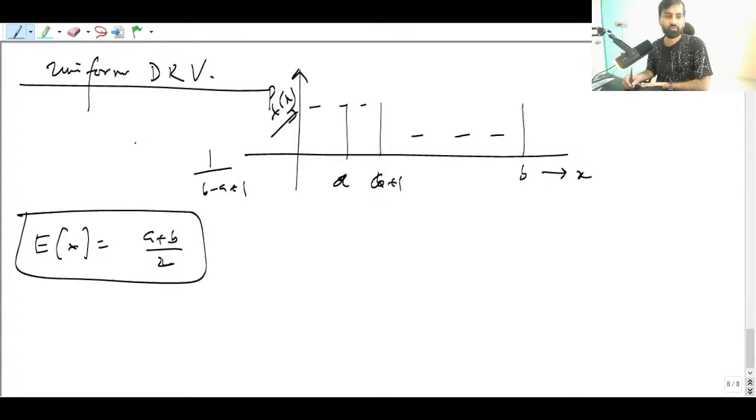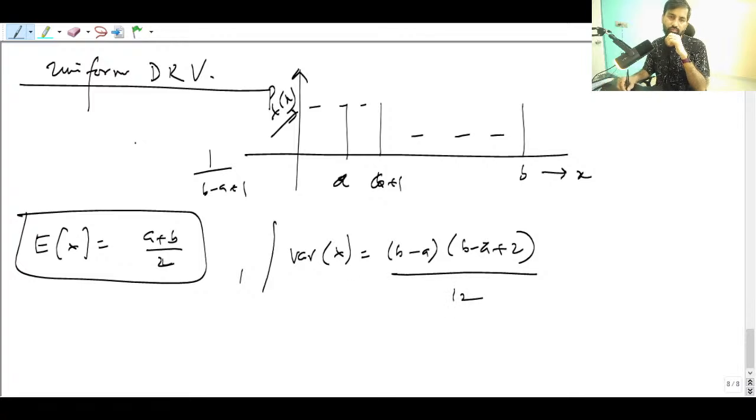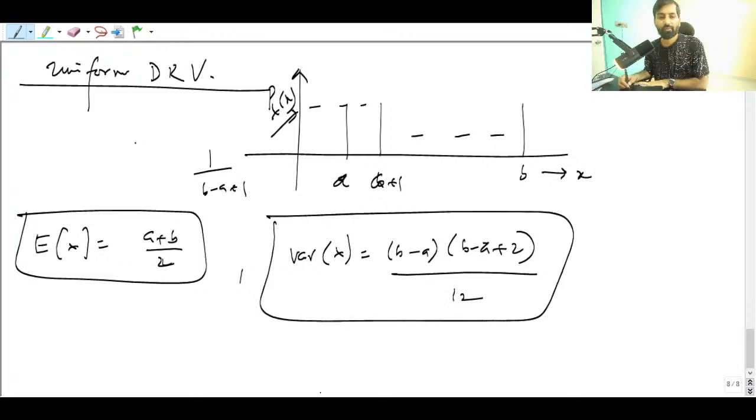Don't again try to find it. And the variance, I think you guys can recall, variance is going to be what? The variance is going to be b minus a, and b minus a plus 2 by 12. Okay. b minus a plus 2 by 12, right? Okay. So this is for discrete random variable. Now a can be 0 as well. Yes, a can be 0 as well. Okay.